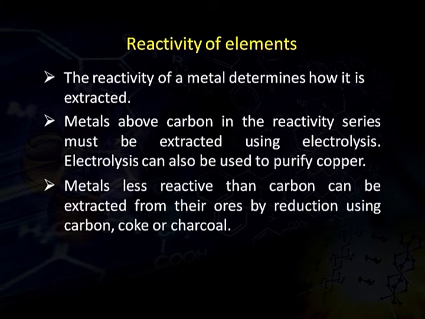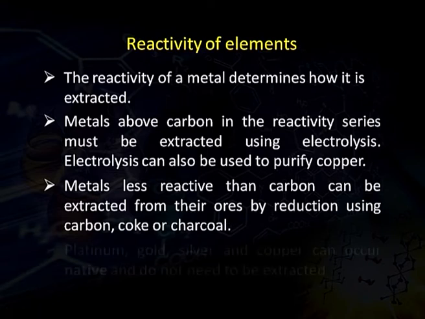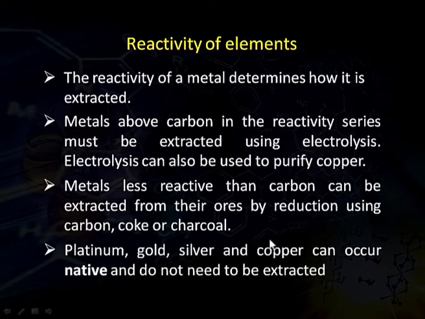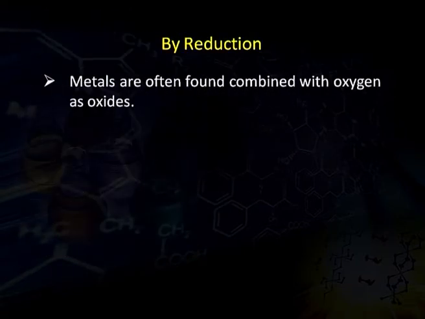The metals which are less reactive than carbon can be extracted from their ores by the reduction process using carbon, coke or charcoal. The metals which are above carbon in the reactivity series can be extracted by electrolysis, and those which are less reactive than carbon can be extracted by reduction using carbon, coke or charcoal. Platinum, gold, silver and copper can occur native and do not need to be extracted, meaning they exist in their pure form.